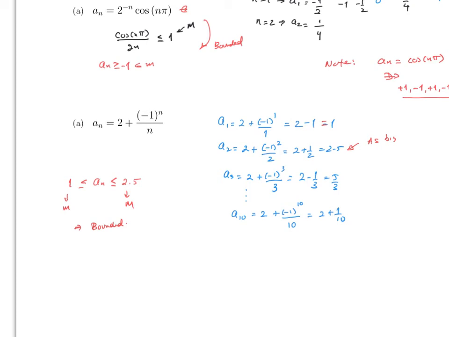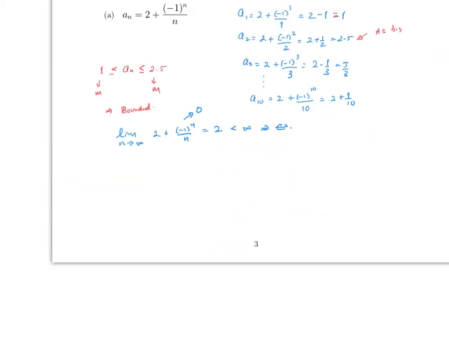Now the question is, is this convergent or not? Well, the limit as n goes to infinity of 2 plus negative 1 to the n over n. Notice that this one goes to 0, so this is just 2, which is less than infinity. So therefore it's convergent.